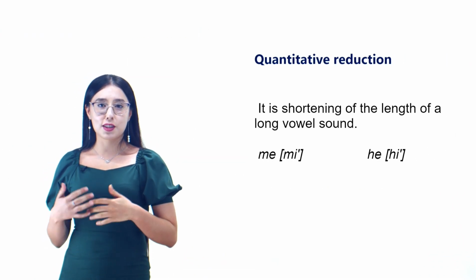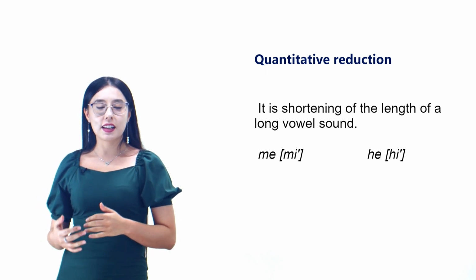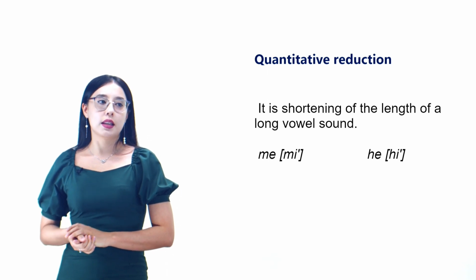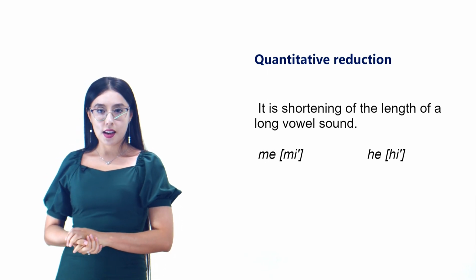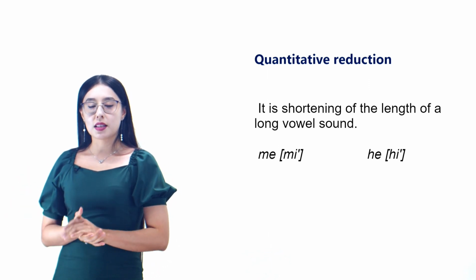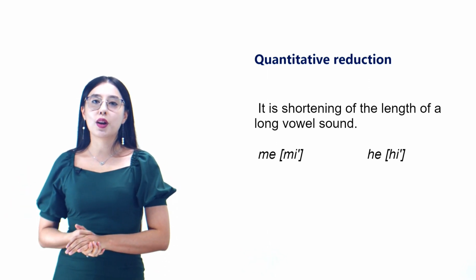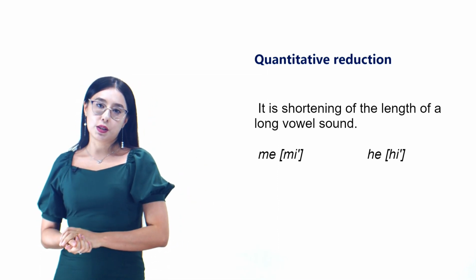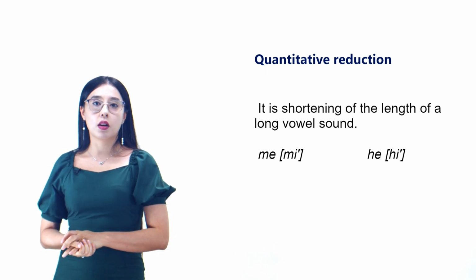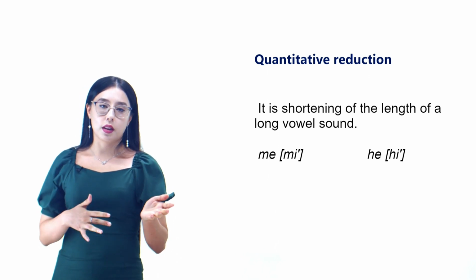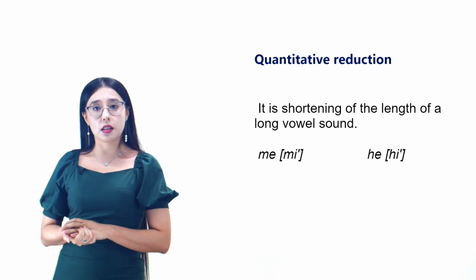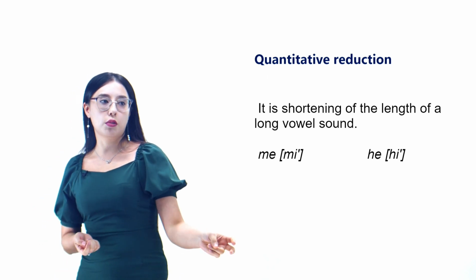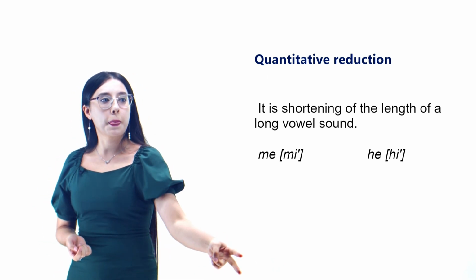Quantitative reduction. This is too simple because it's just shortening long sounds into short sounds. Let's see some examples like me and he. Here I'm pronouncing them fully, yes, me and he. But when you are going to pronounce rapid speech, you need to reduce it. You need to shorten the sound like me or he. He's going to do something. He's going to do something. Not he is going to do something. You see, it's just a simple one, quantitative, just shortening long sounds into short ones.